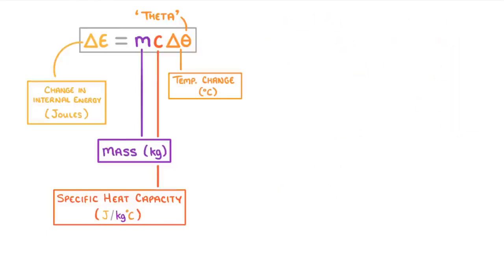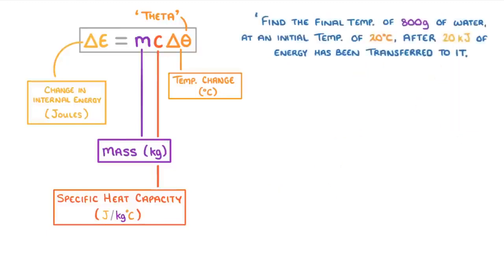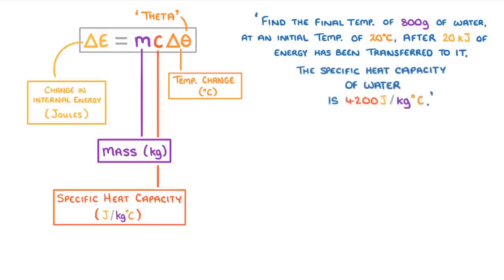To see how this works, let's try a question. Find the final temperature of 800 grams of water at an initial temperature of 20 degrees Celsius after 20 kilojoules of energy has been transferred to it. The specific heat capacity of water is 4,200 joules per kilo per degree.